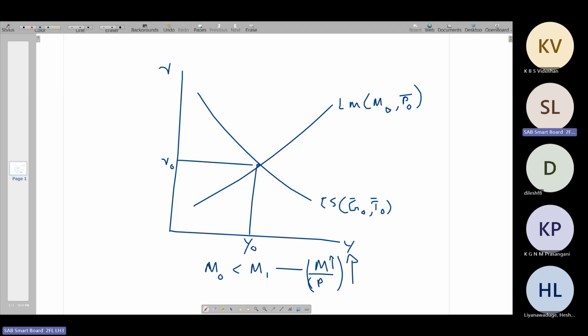Now, due to the rise in the money supply, what happened? The LM curve shifts to the right, from LM0 to LM1, with M1 and P0, since the price level does not change. As a result, we see the interest rate decrease and the income level increase. Why is there a decline in the interest rate? Why is there a rise in the income level? Due to this expansionary action. Raising the money stock is an expansionary monetary policy action.